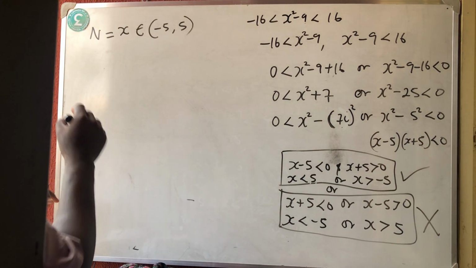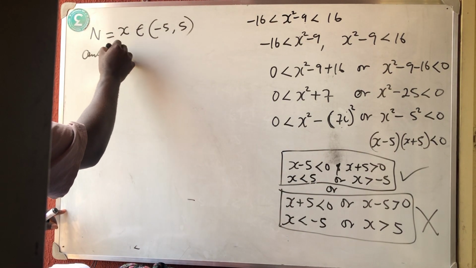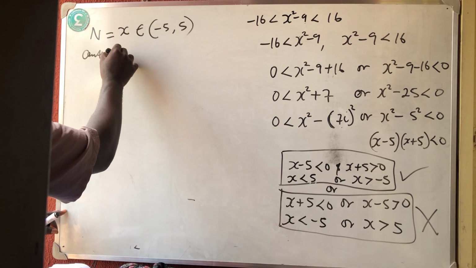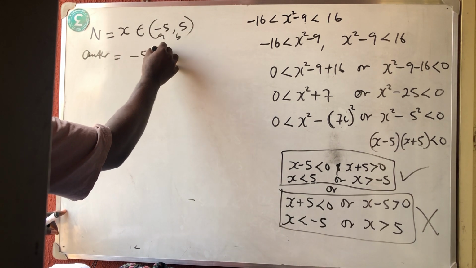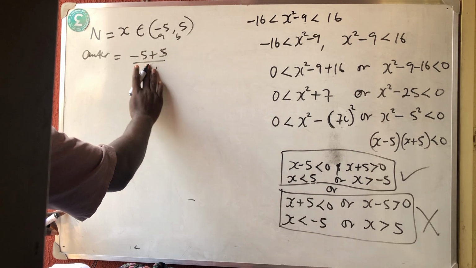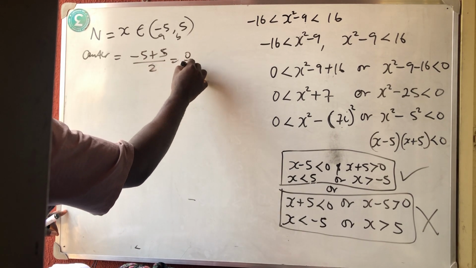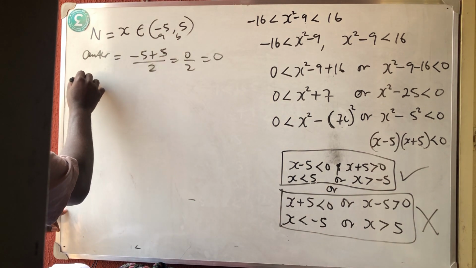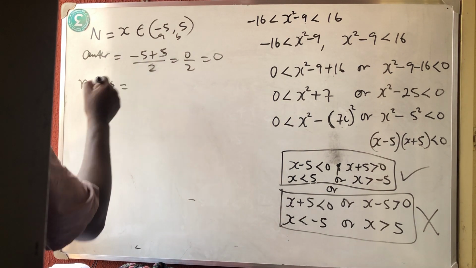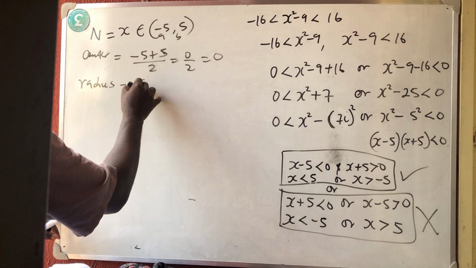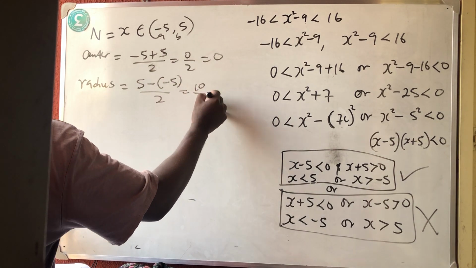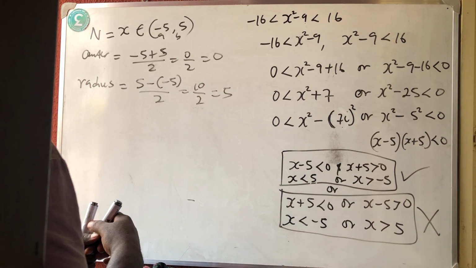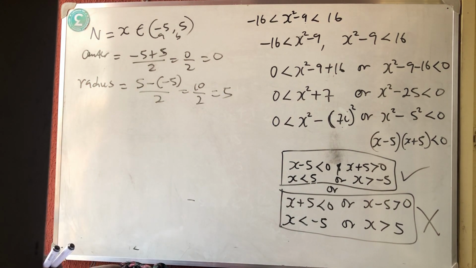Then the center: remember that this is a and b. So a plus b over 2 is minus 5 plus 5 over 2, which is 0 over 2, which is 0. The radius is b minus a over 2, which is 5 minus minus 5 all over 2, which is 10 over 2, which is 5. So the radius is 5. Okay, so that is that.